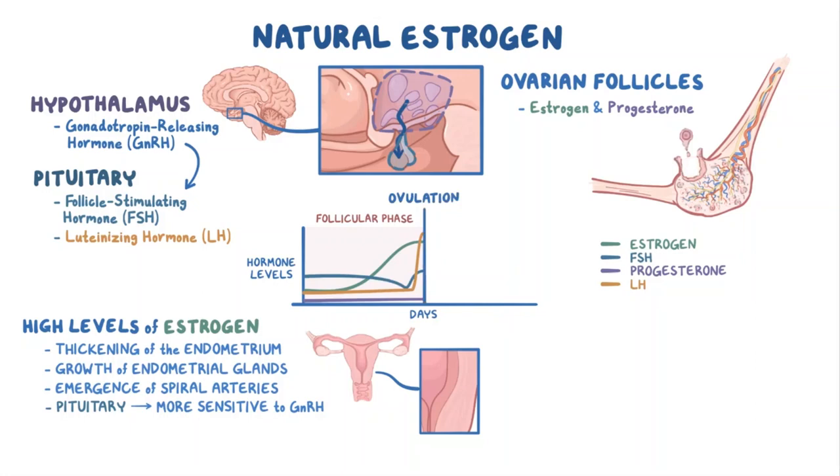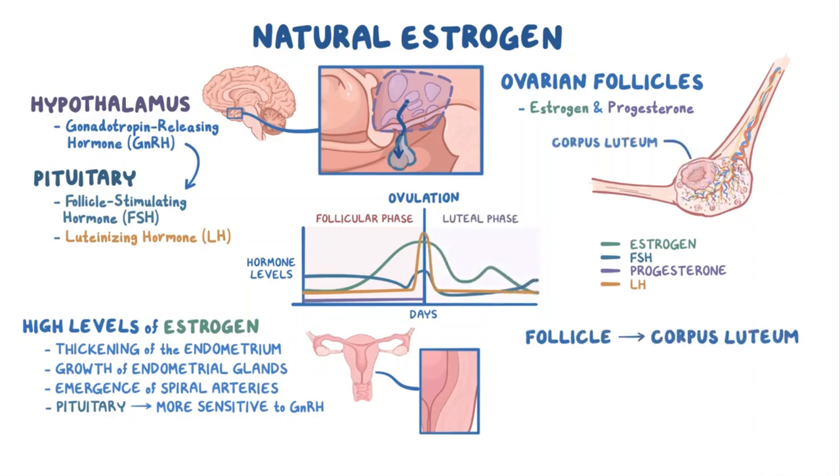Okay, now the 2 weeks following ovulation is called the luteal phase, where the follicle that released the oocyte becomes the corpus luteum. This structure mainly synthesizes progesterone, which helps maintain the uterine lining so a fertilized oocyte can implant.